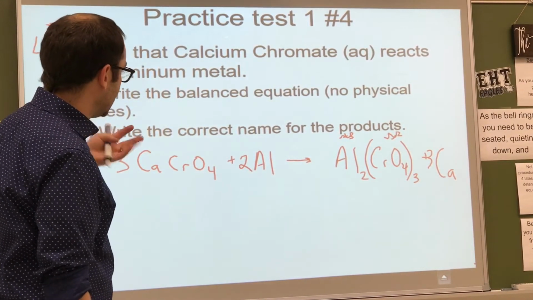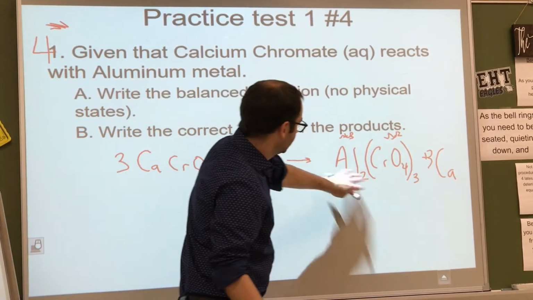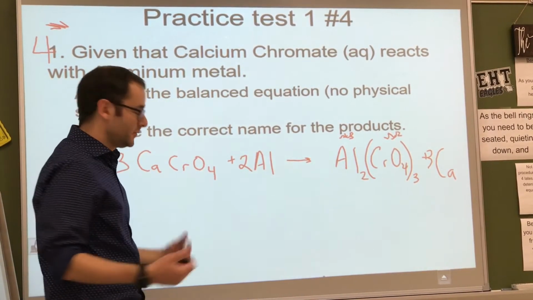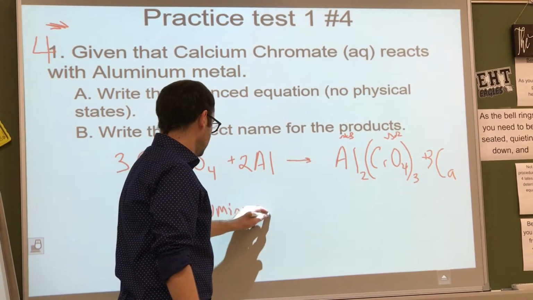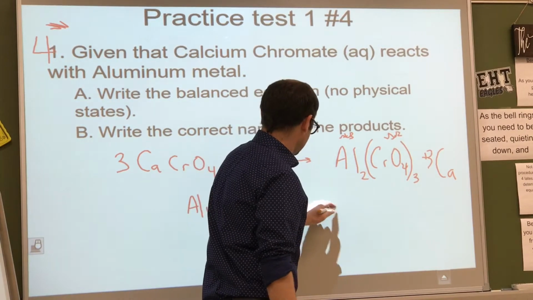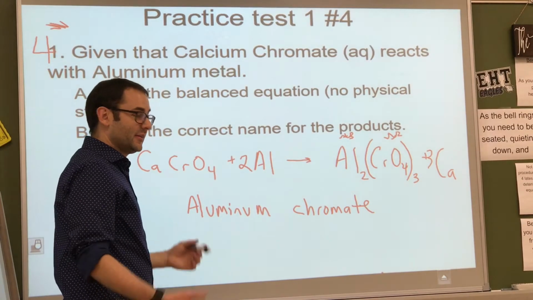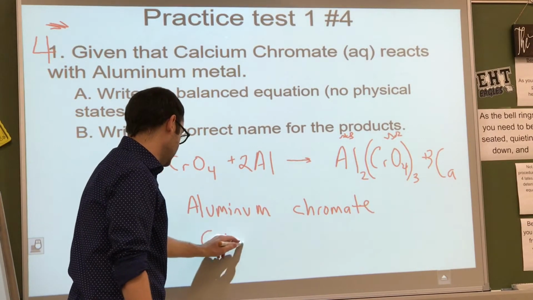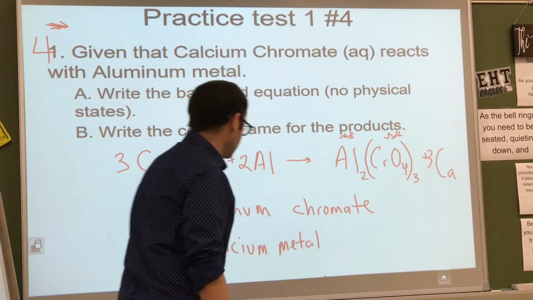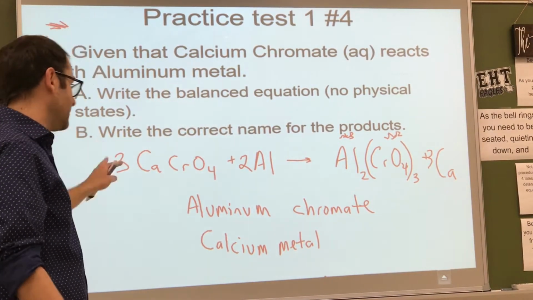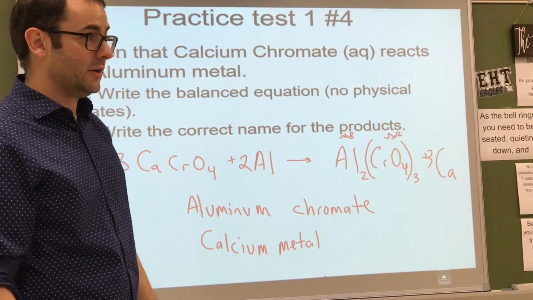And then we need to write the correct name of the products. What would Al2(CrO4)3 be? Good, aluminum chromate. And then what would Ca be? Yeah, you could just write calcium metal, that's fine. Okay, so that's A and B. We have our balanced equation, and we have our nomenclature done.